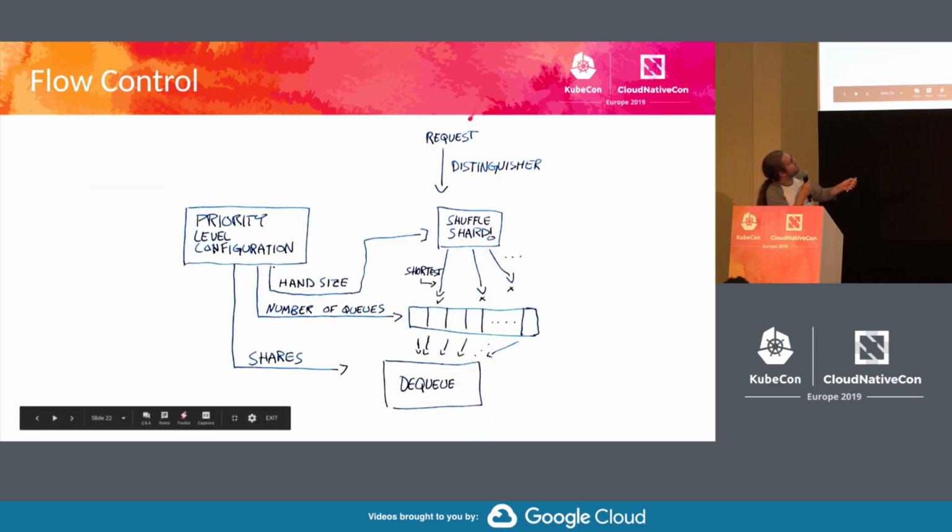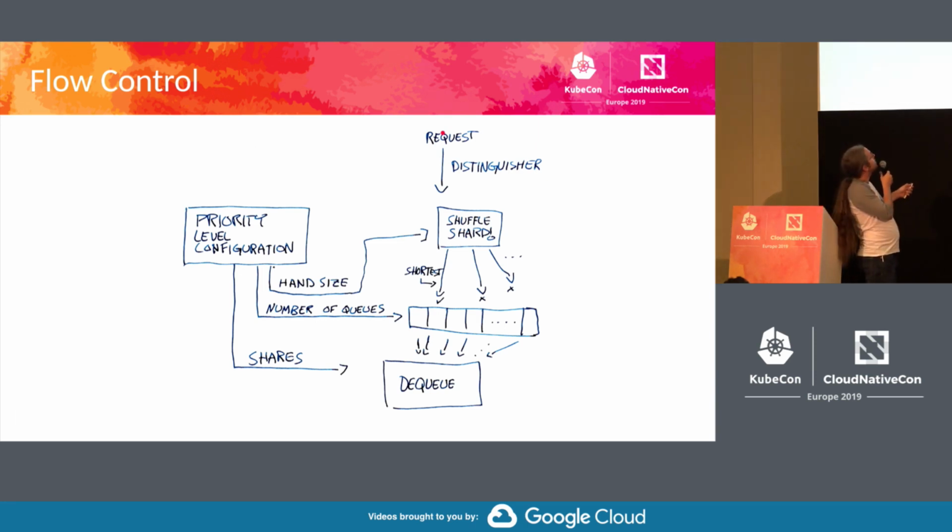Up at the top there's a request. Well, let me back up. The basic idea here is shuffle sharding. We're going to make a number of queues, and we're going to hash the request in some way so that we select a few queues. We take the shortest one and put the request there, and then separately we dequeue. That's the overall scheme.